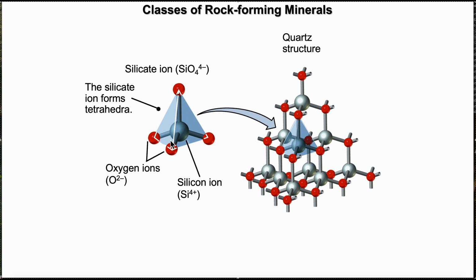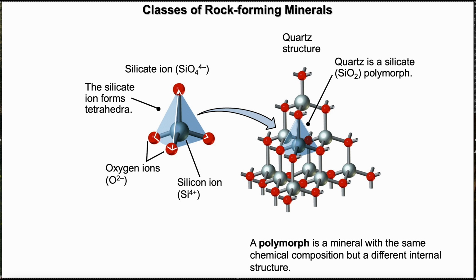Now the silicate ion forms a tetrahedron with oxygen ions at the apices. When you put these together in a three-dimensional structure, in this case the quartz structure, you get a tetrahedron linked by oxygens to adjacent tetrahedra. Adjacent tetrahedra, tetrahedra below, all adjacent tetrahedra are linked in the same way. This results in a pure, relatively hard mineral. This is quartz. It's a silicate or SiO2 polymorph.